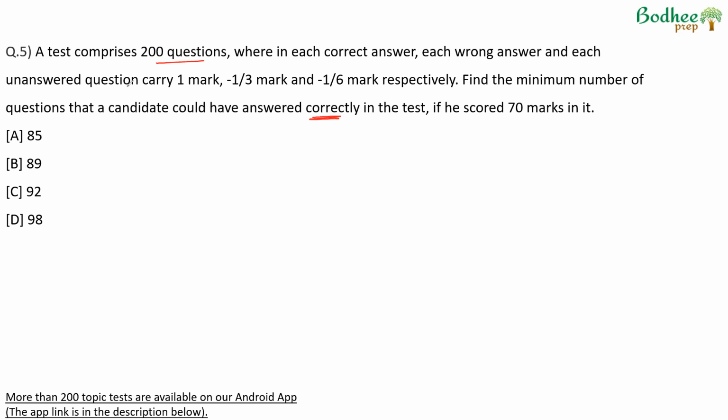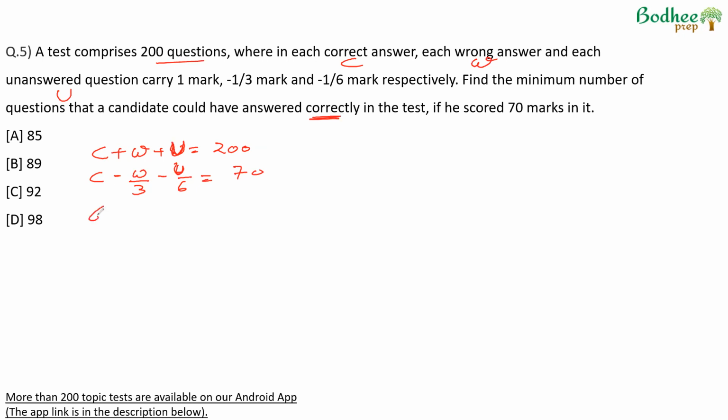Suppose the number of correct answers is C, the number of wrong answers is W, and the number of unattempted answers is U. Therefore, the total number of questions will be C plus W plus U, which is 200. And his score will be: he gets plus 1 for every correct, minus 1 by 3 for every W. So the total negative marks will be W into 1 by 3, and minus 1 by 6 for every unattempted question. So here the score will be minus U by 6. This is his total score, which is 70.